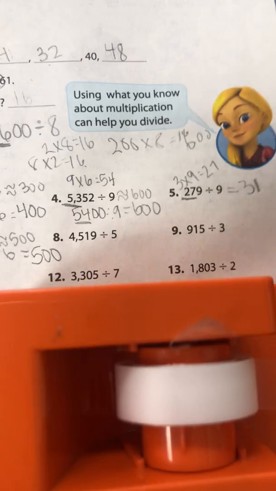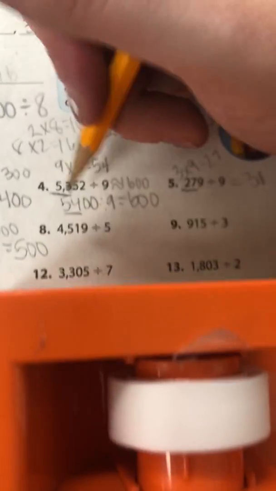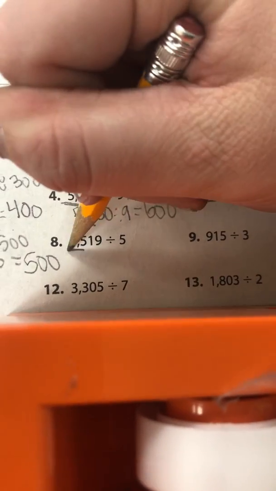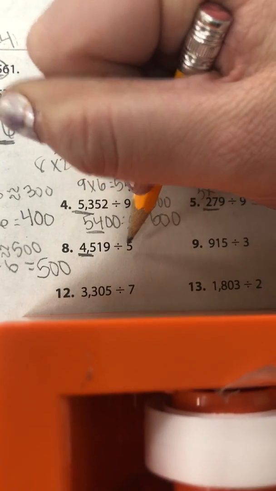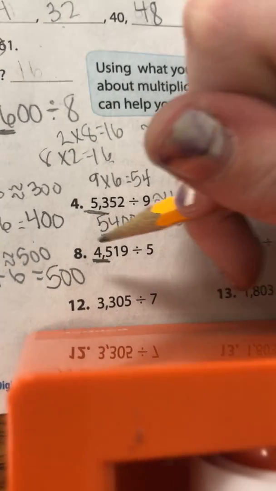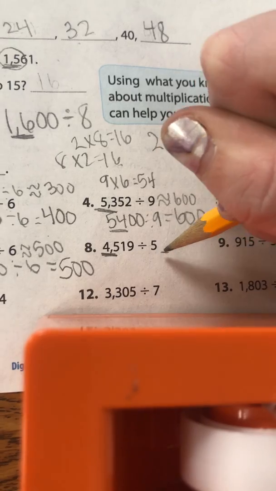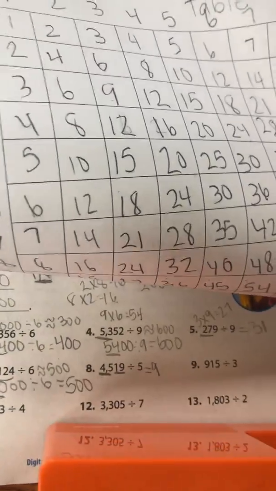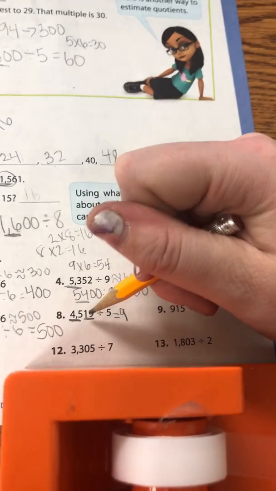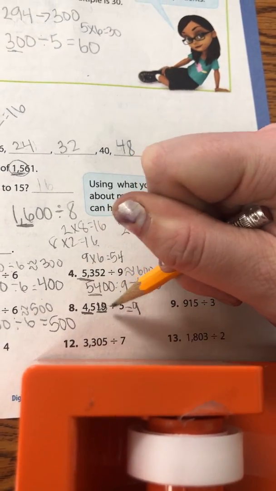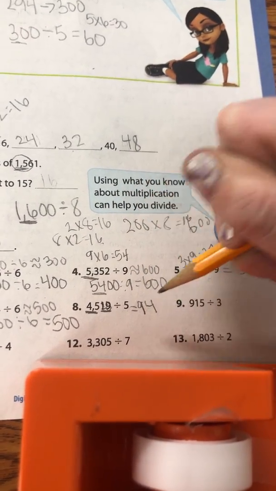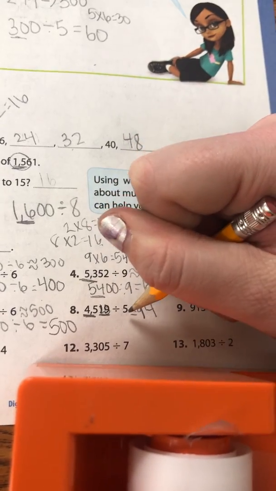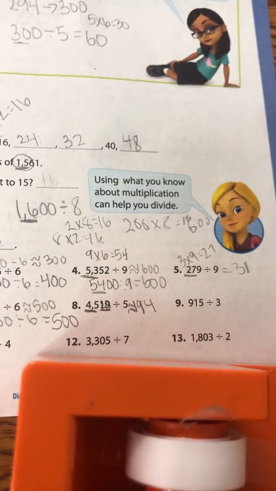Number 8, 4,519. 45 is divisible by 5. 5 times 9 is 45. So 45 divided by 5 is 9. And then I've got this 19 here. For 5, I can just round up and say that's a 20, okay? 20 divided by 5 is 4. So 4,519 divided by 5 is about 94.